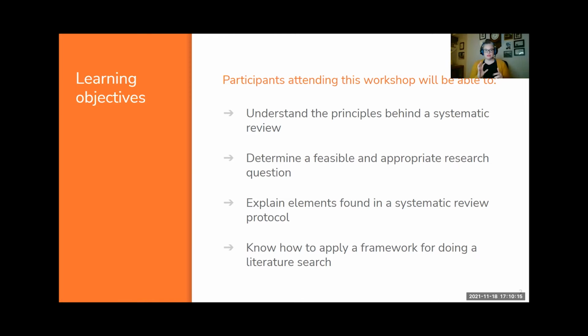We're going to talk a little more in depth. For those of you that were here last month for the first workshop in this session, we talked about how a feasible research question is one of the most important elements in almost any type of review that you do. Here we're going to show you why it's even more important in a systematic review. We're going to talk about what a systematic review protocol is, why it's important, and why you should have one.